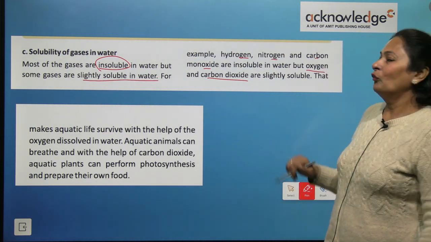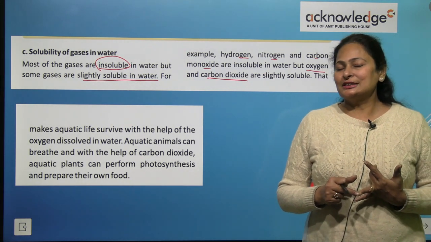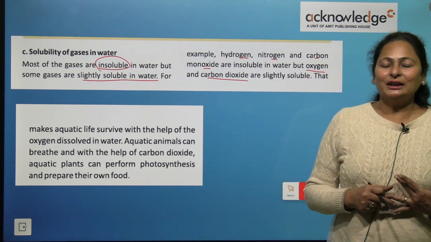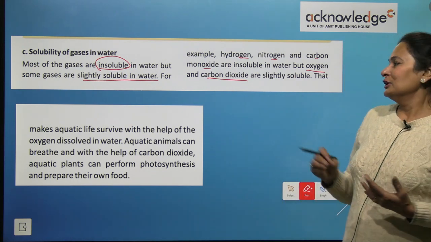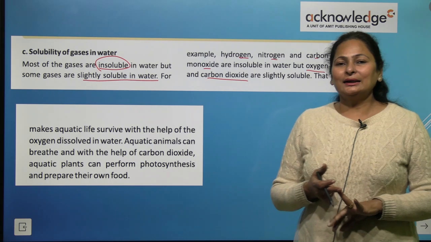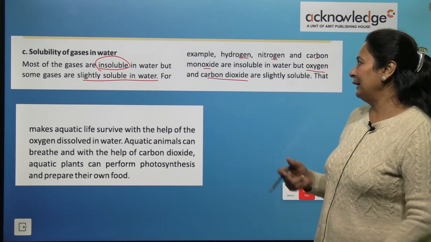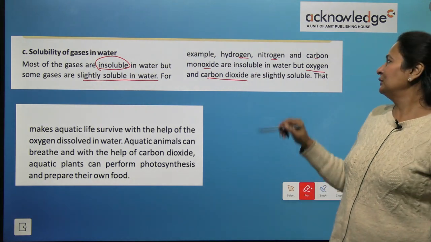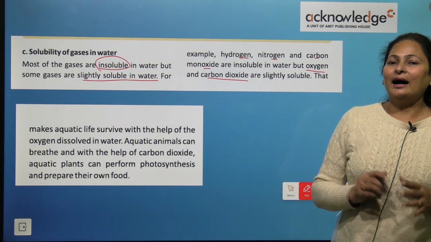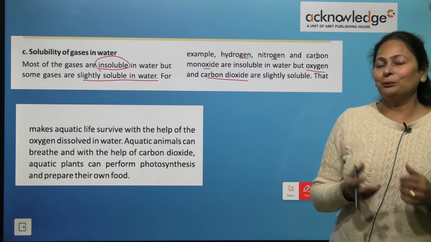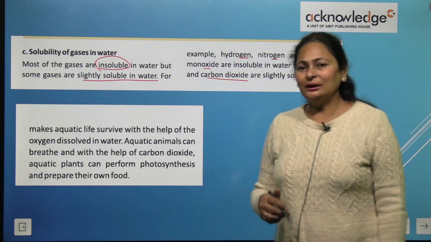So that is why aquatic animals like fishes and other animals can survive in the water, because they also need oxygen to breathe, right? So oxygen is dissolvable and carbon dioxide is again soluble in water but slightly, not completely. But gases like hydrogen, nitrogen and carbon monoxide are completely insoluble. ये नहीं घुलती हैं पानी में, but oxygen and carbon dioxide get dissolved, right?